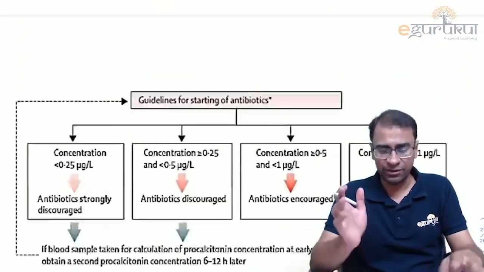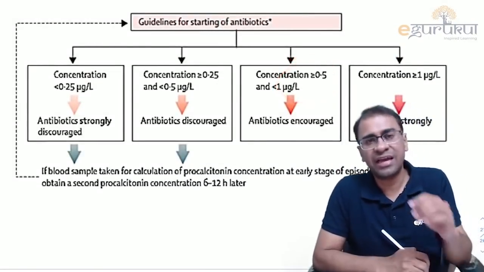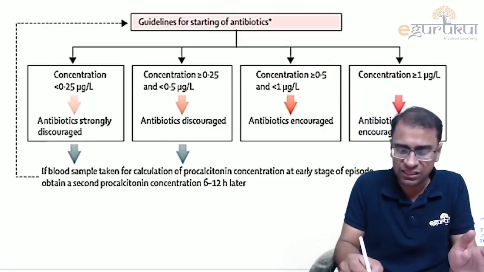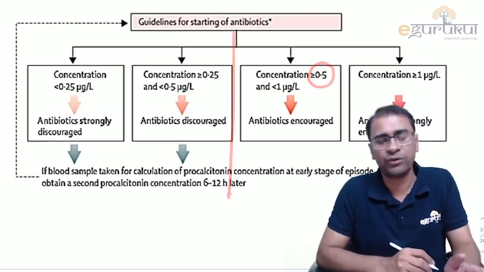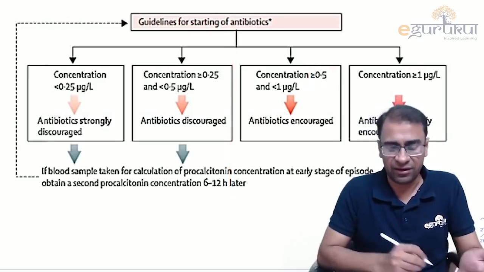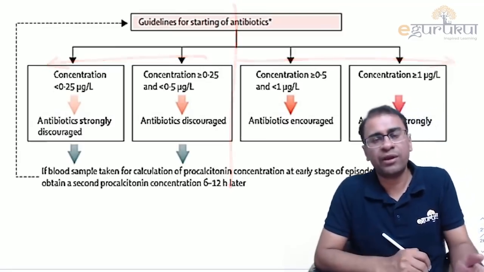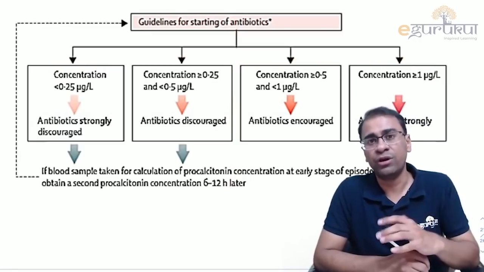A procal level, please remember one thing, a procal level of more than 0.5 is an indication that antibiotics should be started. But a procal level of less than 0.5, let's take it as a cutoff of 0.5 microgram per liter. Less than that, do not give antibiotics, but more than that, try to initiate antibiotics because the patient may have a bacterial pneumonia also.